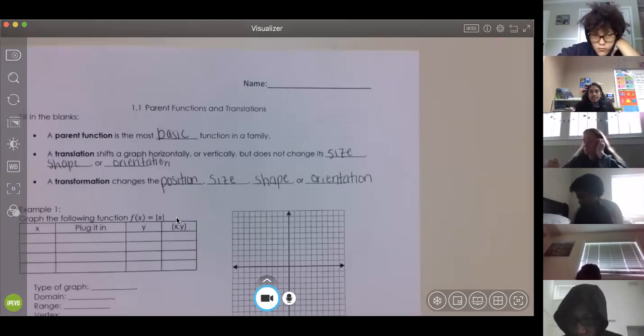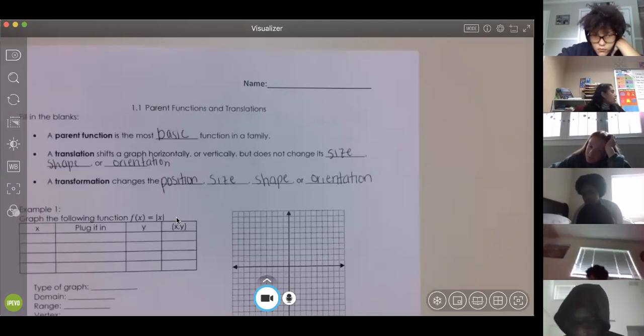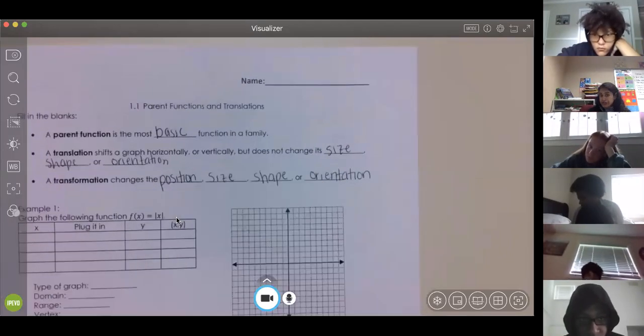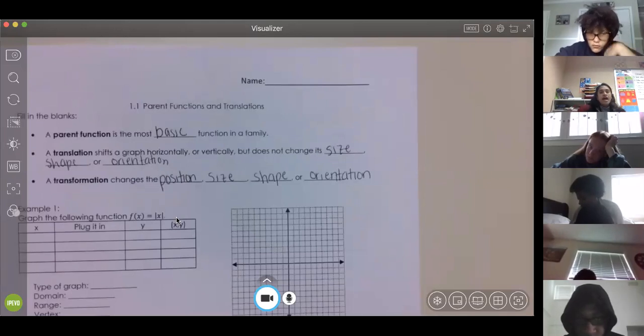All right, example 1: graph the following function, f of x equals absolute value of x. A couple things: those two bars right here stand for absolute value. So what is absolute value? Just as a refresher from Algebra 1, absolute value is measuring the distance a number has from 0.